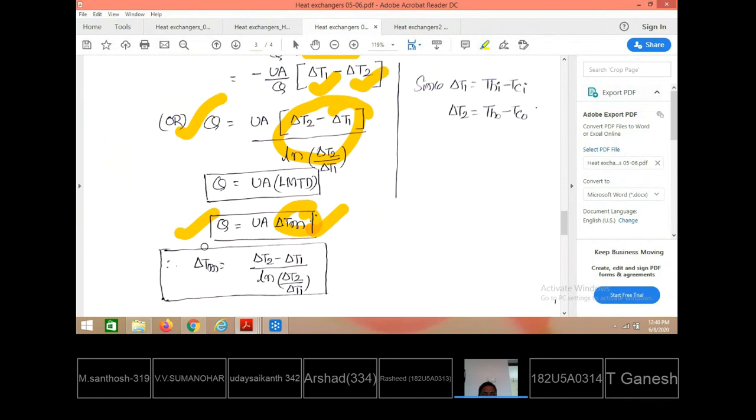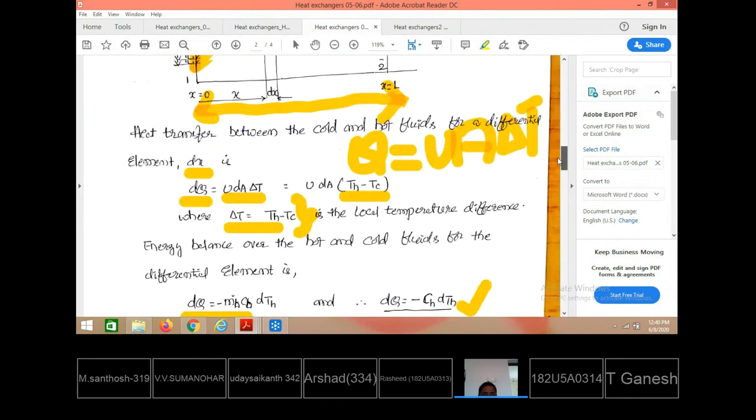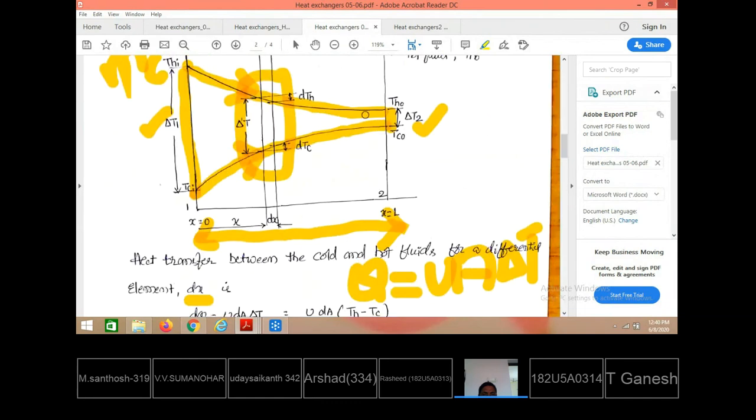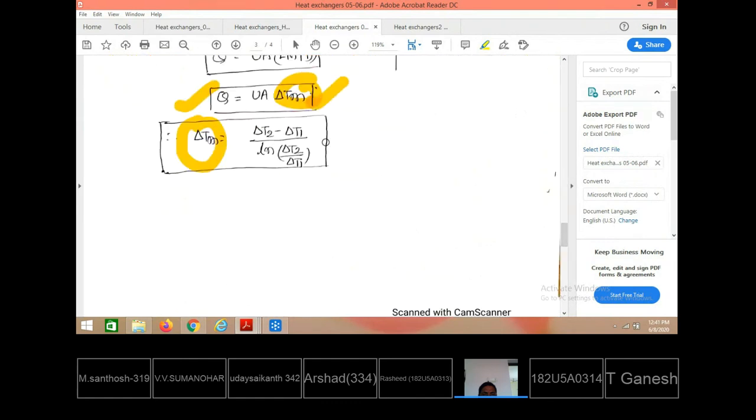Therefore, for a parallel flow heat exchanger, the mean temperature difference for the whole heat exchanger between hot and cold fluids equals delta T2 minus delta T1 divided by ln of delta T2 by delta T1. What is delta T2 here? Th naught minus Tc naught. So Th naught minus Tc naught equal to delta T2, and Thi minus Tci equal to delta T1. So this is how we will calculate the log mean temperature difference. This is how, for a parallel flow heat exchanger, the log mean temperature difference is estimated.